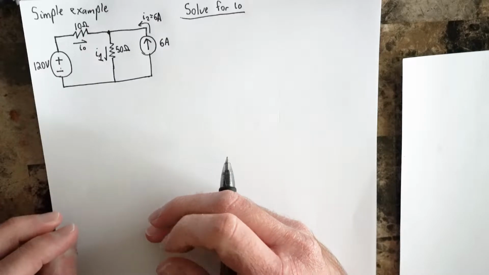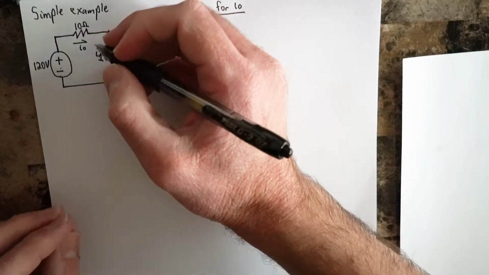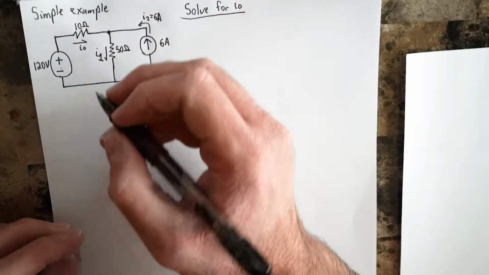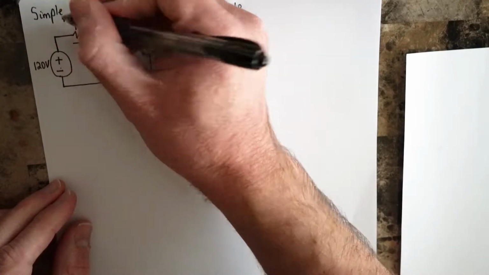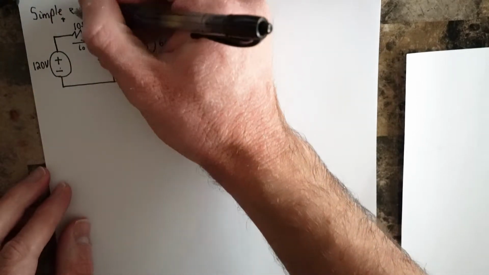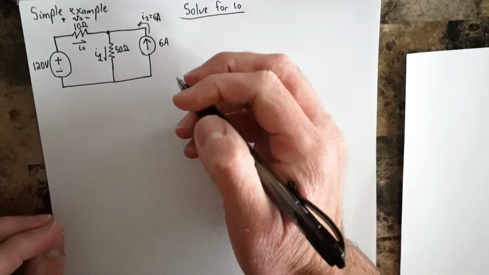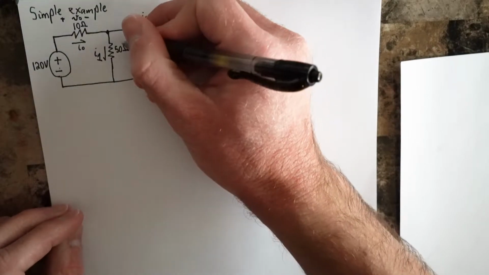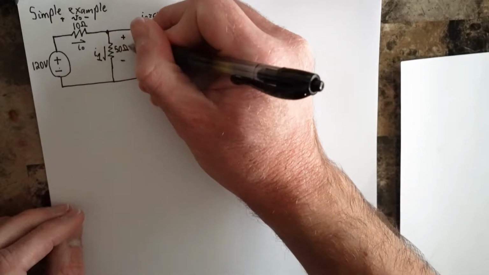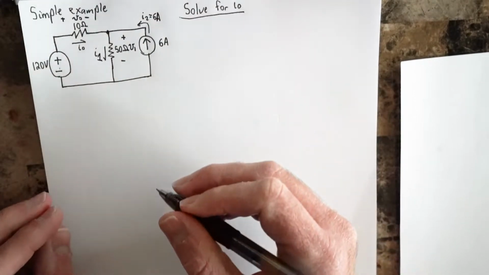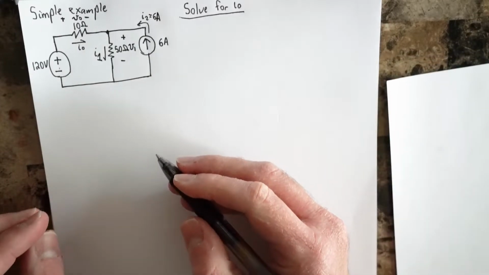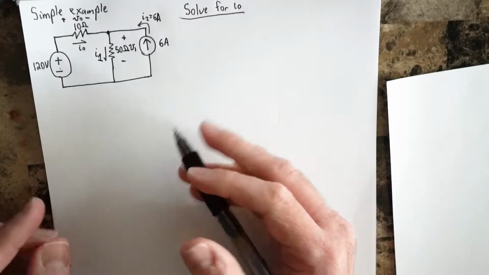Okay, now let's get our voltages. So I might call the voltage across this resistor here V0. The voltage across this resistor here, V1. And with that, I think we're about ready to roll.